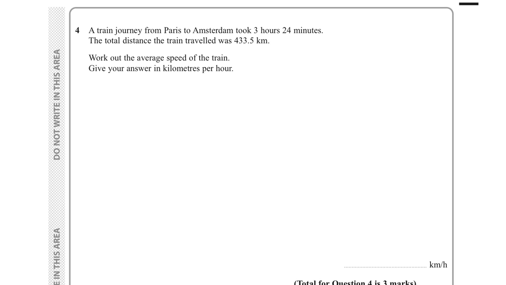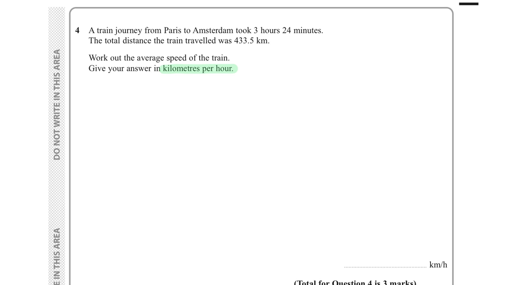Question number 4. A train journey from Paris to Amsterdam took 3 hours, 24 minutes. The total distance the train travelled was 433.5 kilometres. Work out the average speed of the train. Give your answer in kilometres per hour.